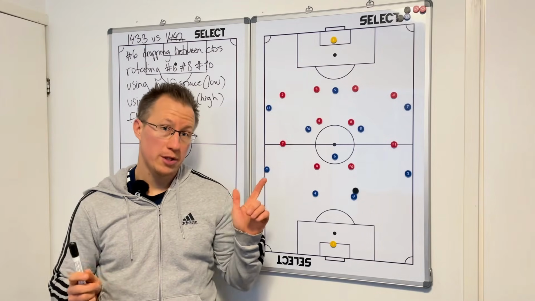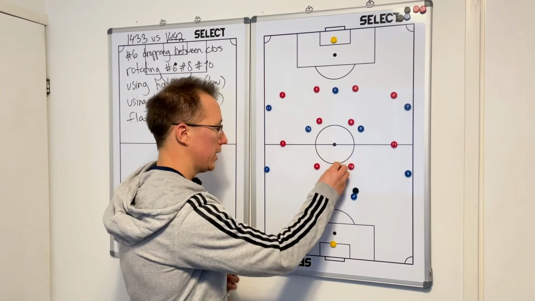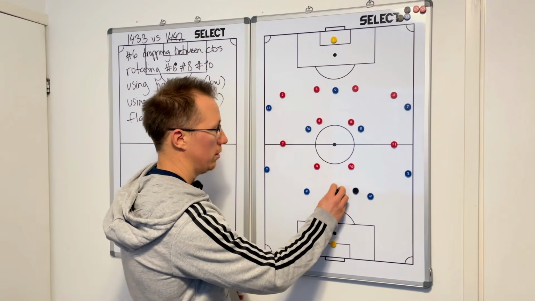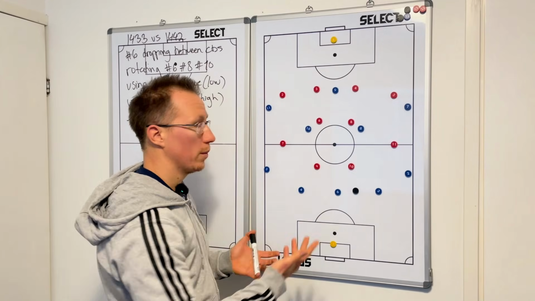Pattern 1. Number 6 dropping between the center backs. What we want here is that number 6 is creating overload against 2 strikers, so we have 3 against 2 when we are building up.